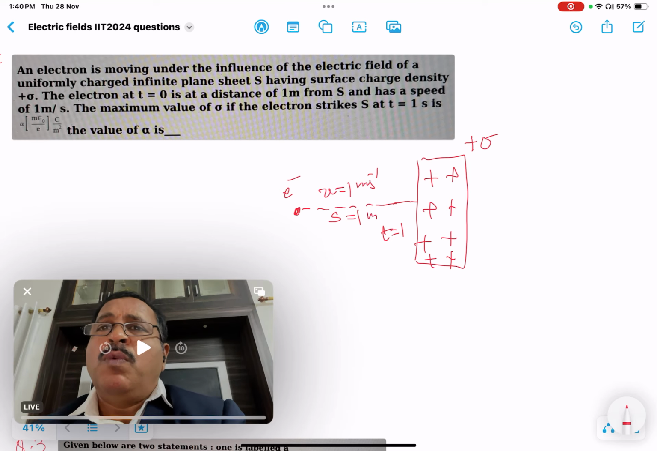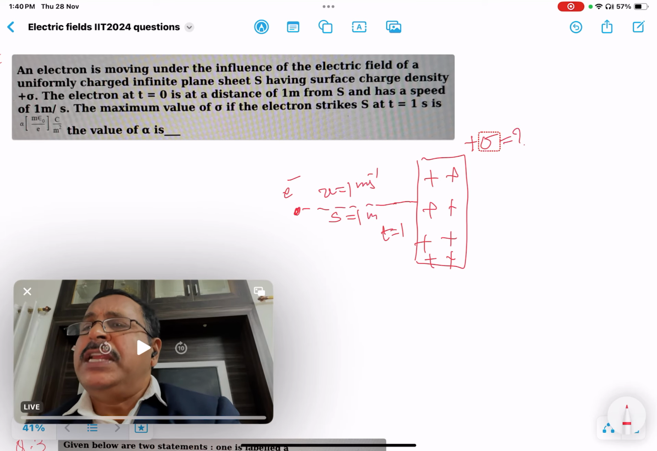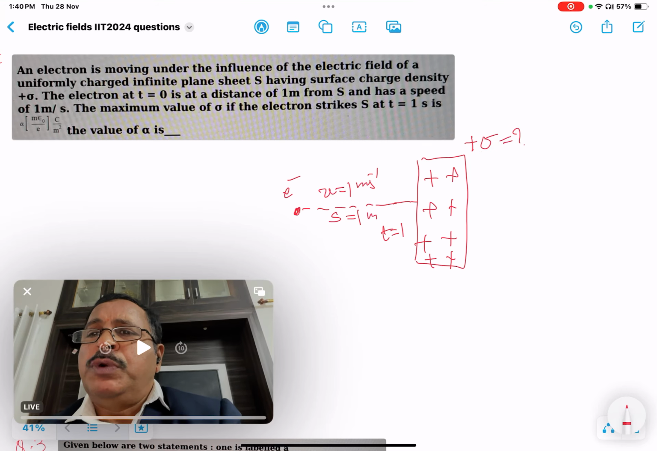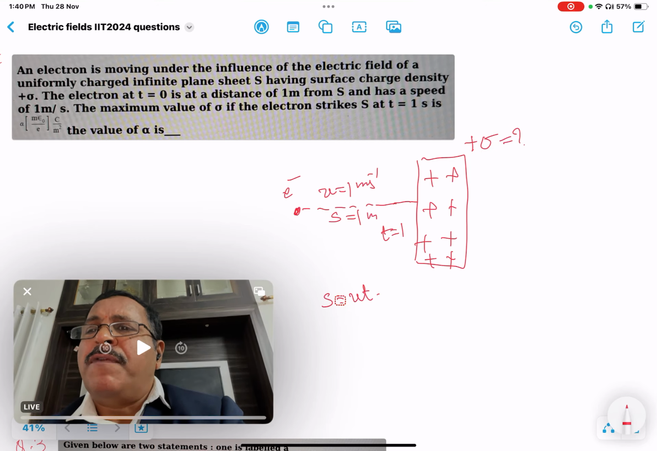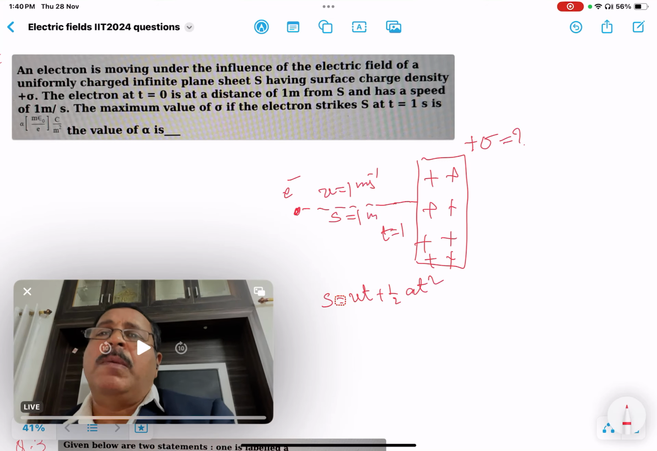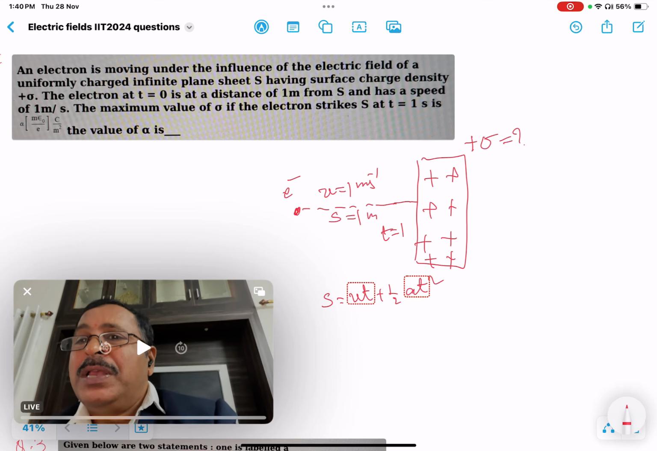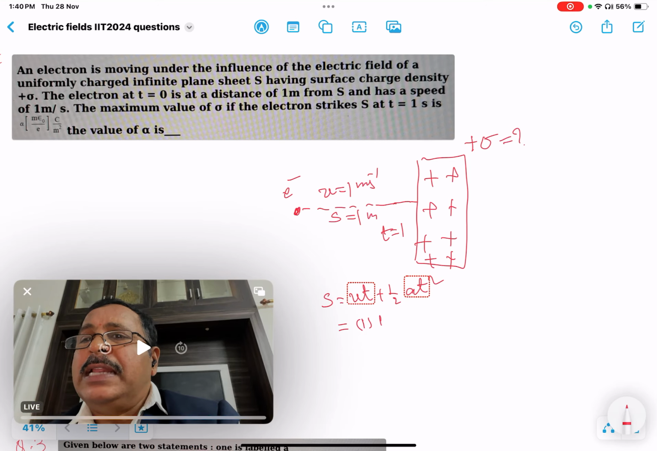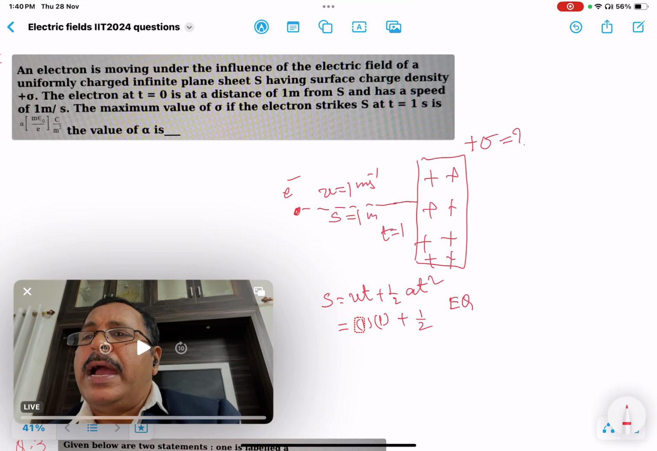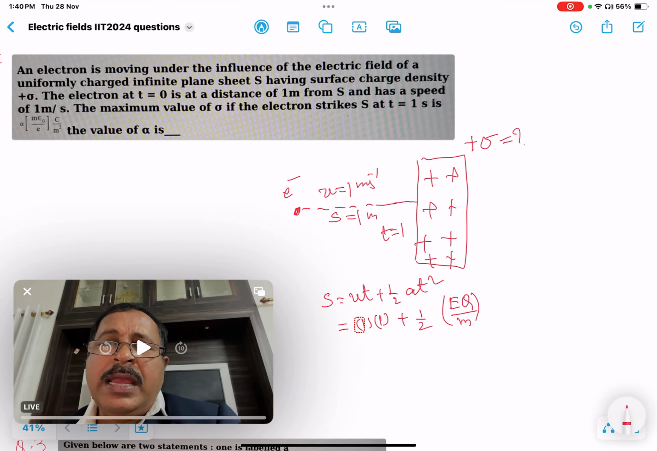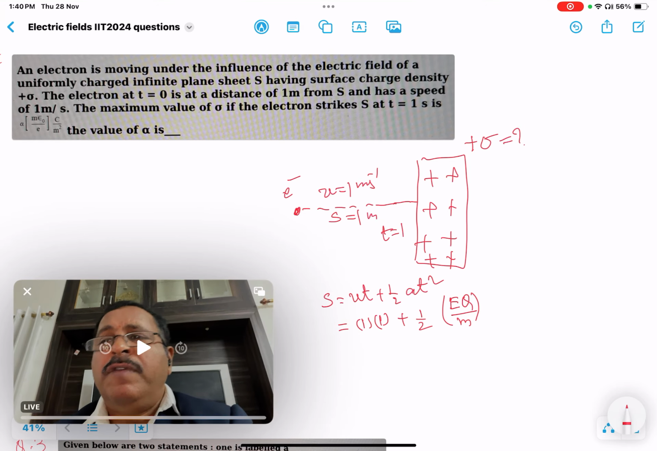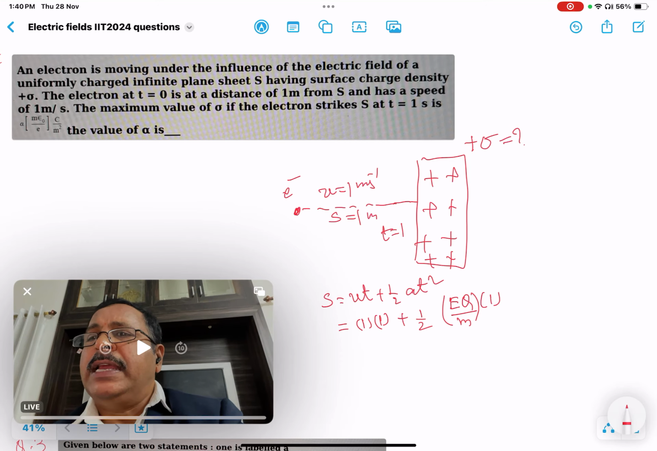Okay, the question is, what is the maximum value of surface charge density? That is the question. So my dear students, you have to select s equals u t plus half a t square. This is the correct formula. This problem comes under the concept of motion of a charged particle in a uniform electric field. So in this topic, they asked one question. So u is 1, t is 1 second, plus half a, where a means eE by m, because F equals m a and F is eE. So we select that formula, into 1 second.